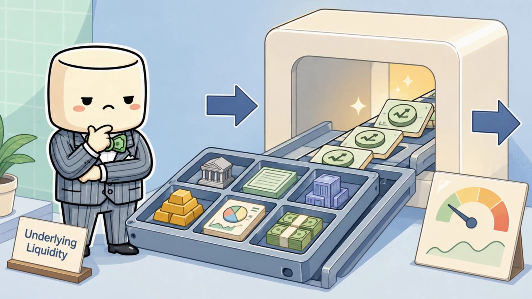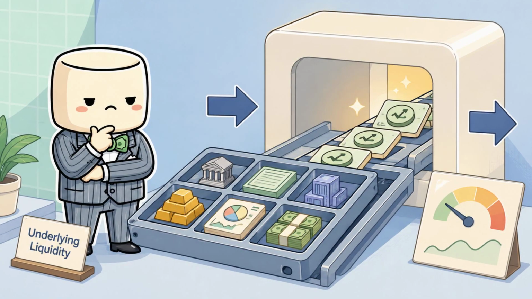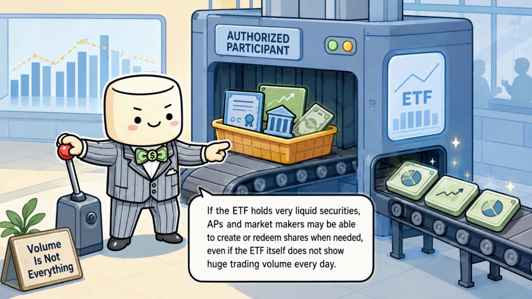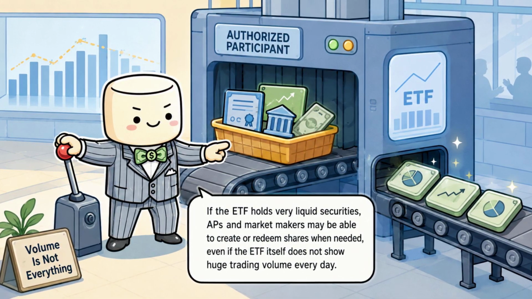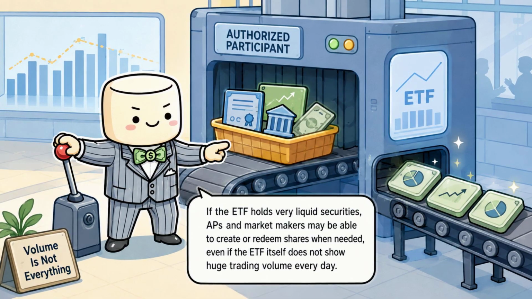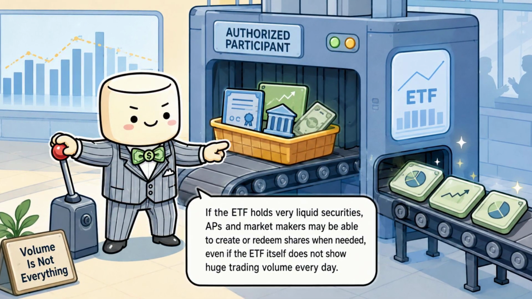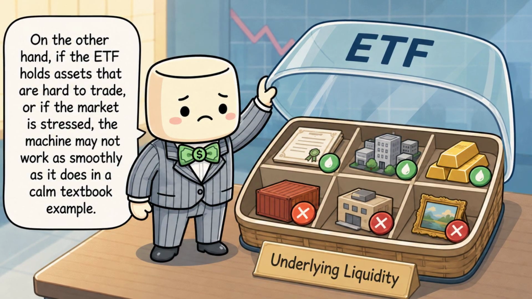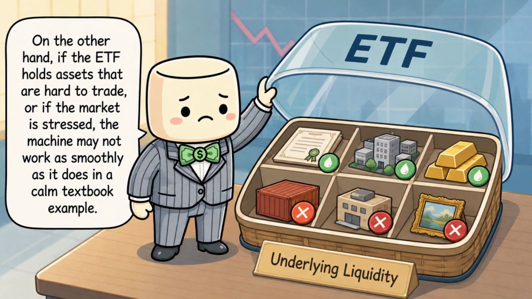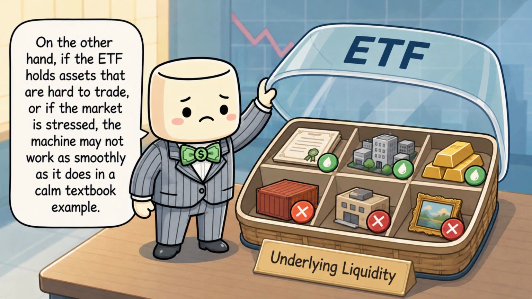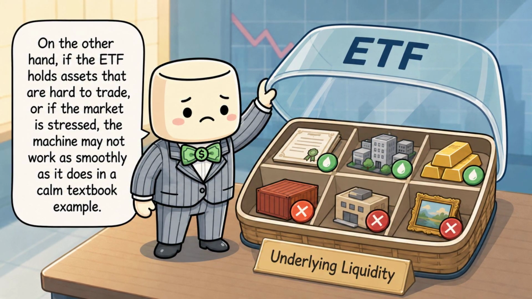Because ETF shares can be created and redeemed, the liquidity of the underlying basket matters too. If the ETF holds very liquid securities, APs and market makers may be able to create or redeem shares when needed, even if the ETF itself does not show huge trading volume every day. On the other hand, if the ETF holds assets that are hard to trade, or if the market is stressed, the machine may not work as smoothly as it does in a calm textbook example.